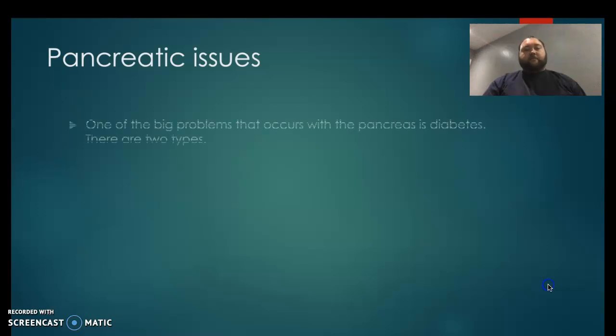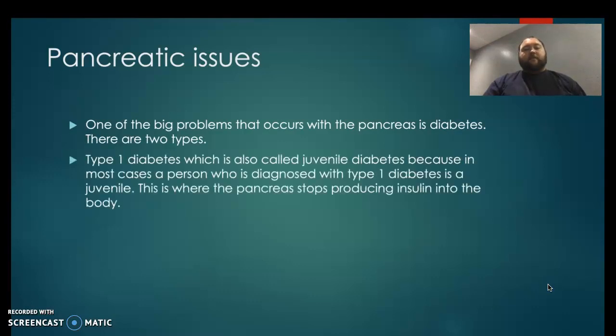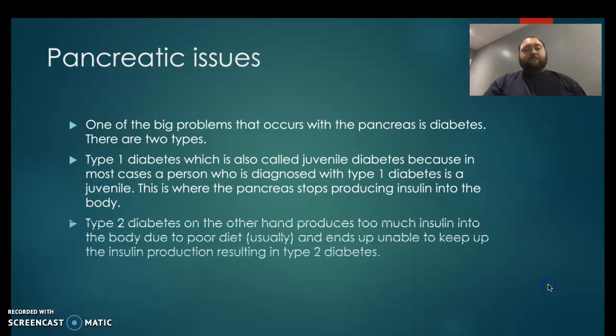Pancreatic issues. One of the big problems that occurs with the pancreas is diabetes. There are two types. Type 1 diabetes, which is also called juvenile diabetes, because in most cases, a person who is diagnosed with type 1 diabetes is a juvenile, or under 15 years old. This is where the pancreas stops producing insulin altogether into the body.